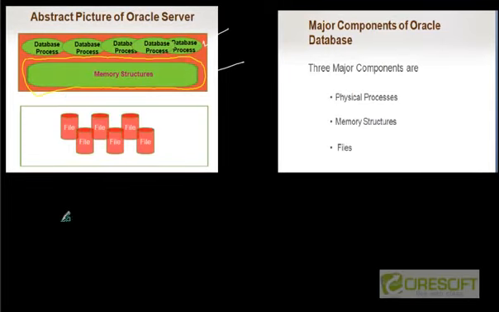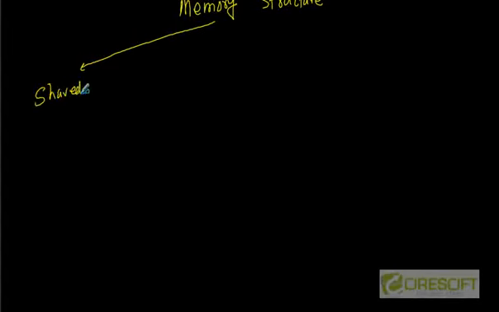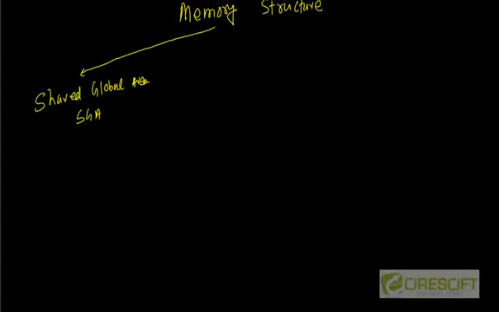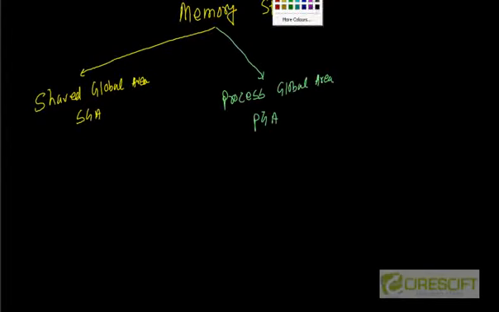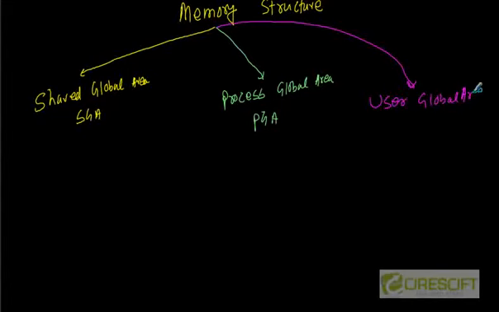The memory structure that I'm showing here consists of three parts. So let's write it down. Memory structure: the first one is called the Shared Global Area, or in short SGA. The next one is called the Process Global Area, or in short PGA. And the third one is called the User Global Area, or in short UGA.